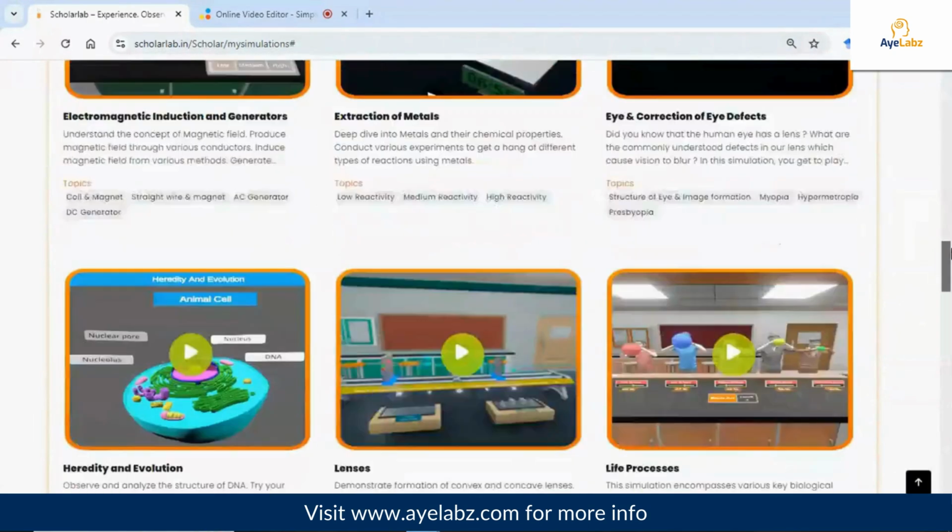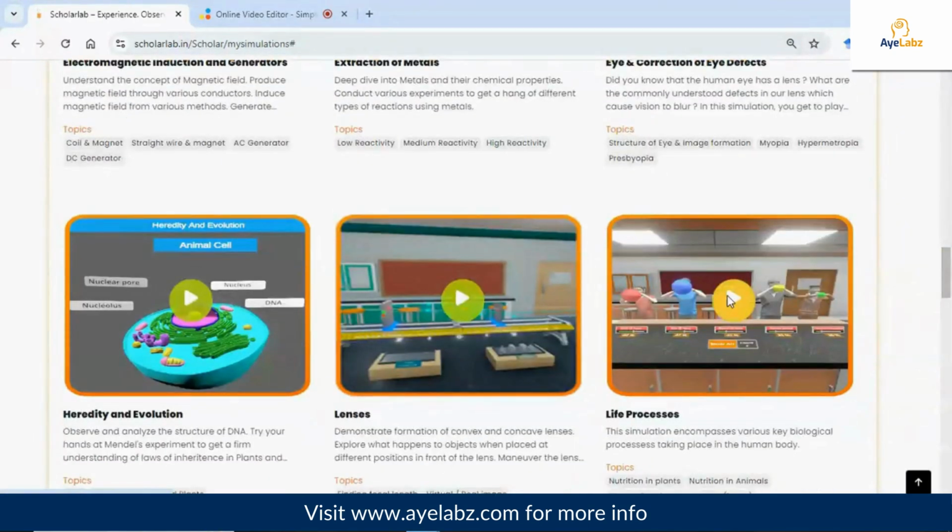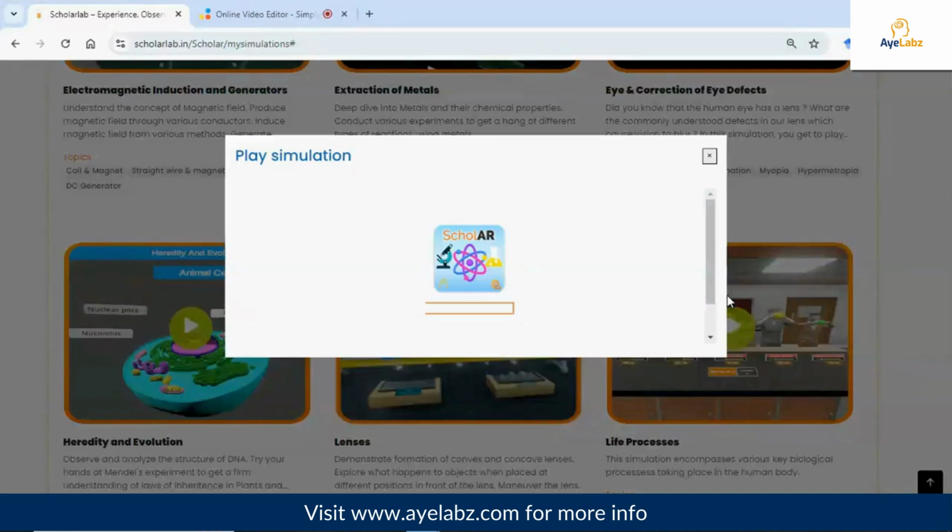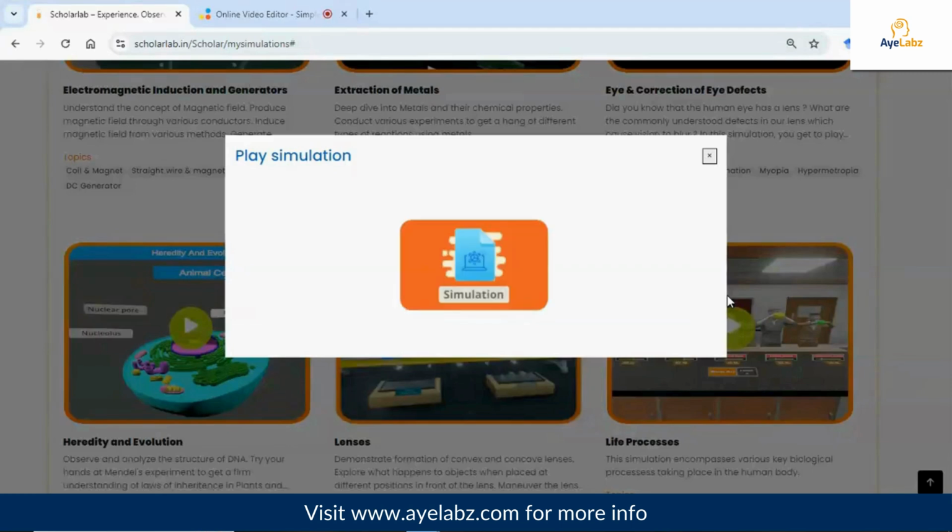Today, I will be taking you through the simulation life processes. This simulation encompasses various key biological processes taking place in the human body.